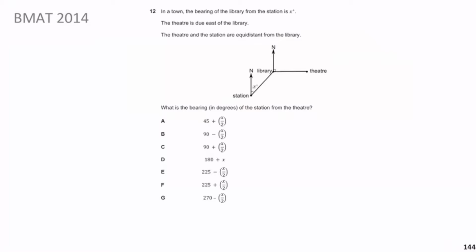This is in a town. The bearing of the library from the station is X. The theatre is due east of the library. The theatre and the station are equidistant from the library. And it says, what is the bearing in degrees of the station from the theatre?